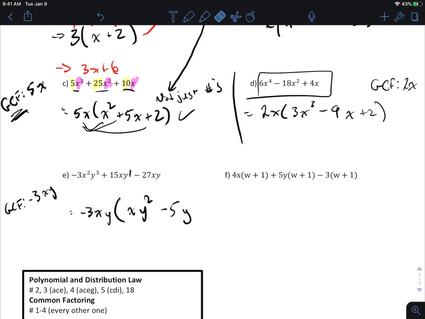And then the last thing you have to figure out is the 27. If I take negative 3xy out of negative 27, divide this by negative 3xy, negative 27 divided by negative 3 is going to be positive 9. The x's cancel with the x's, and the y's cancel with the y's.